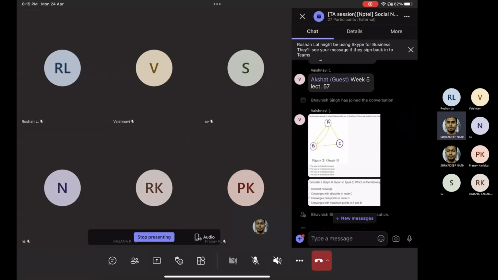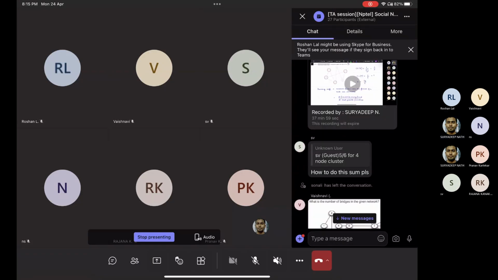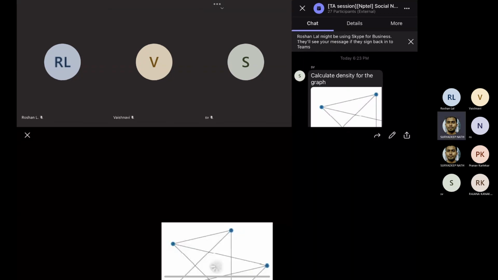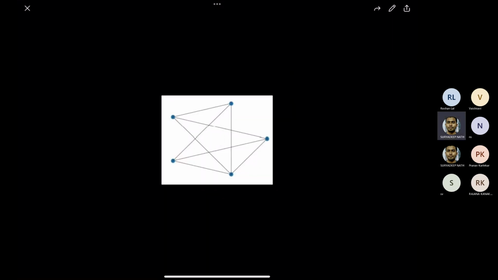The density question. So this is the question that you asked. What is the density of the graph? So you have 5 nodes. So the total number of edges that can be present is 5C2, that is 10. And how many edges are present? That is, leaving 2, so 8 out of 10. So 8 by 10, I think, should be the density.